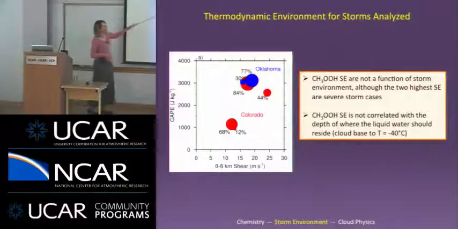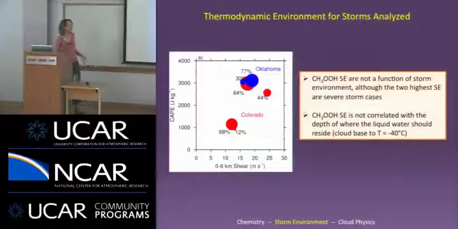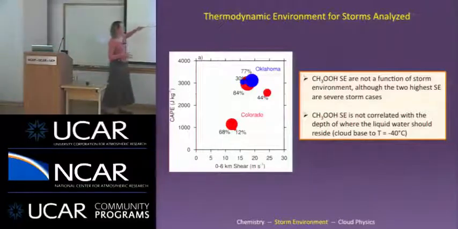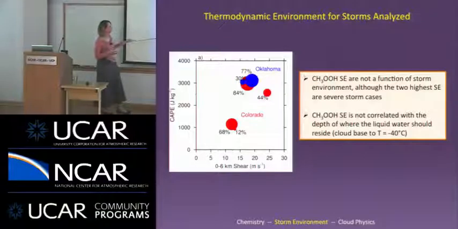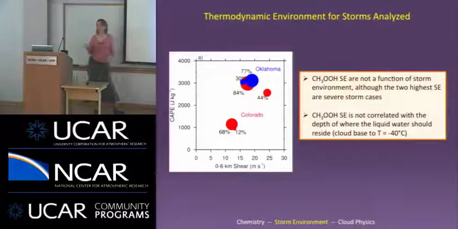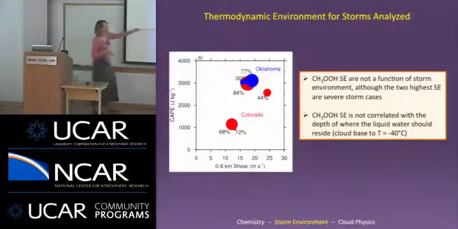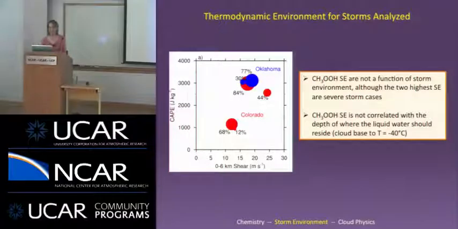So if you plot the scavenging efficiencies in the CAPE and low-level vertical wind shear parameter space, you can see by the size of the dots, which are scaled by the amount of scavenging, that there's really no correlation going on between the intensity of the storm and the scavenging of methyl hydrogen peroxide. However, I would say that the two greatest scavenging efficiencies are in two very severe storms. I also looked at the depth of the liquid water region. That's the cloud base to where the temperature is minus 40 degrees. And there was no correlation with that depth of the storm.